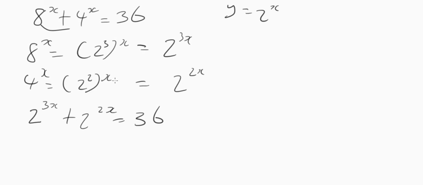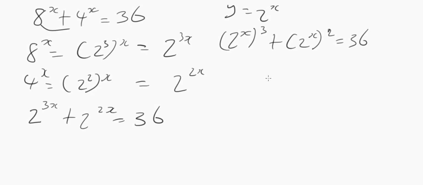Now since 2 to the power x plus 2 to the power 2x equals 36, follow me guys, this will now be y to the power 3 plus y to the power 2 equals 36.